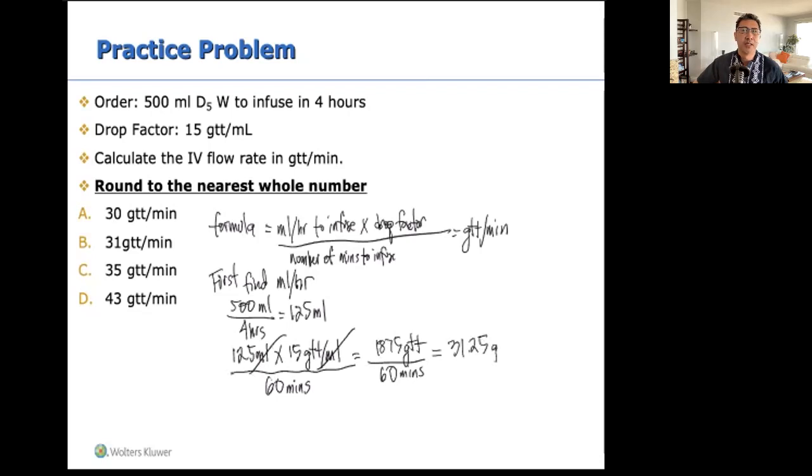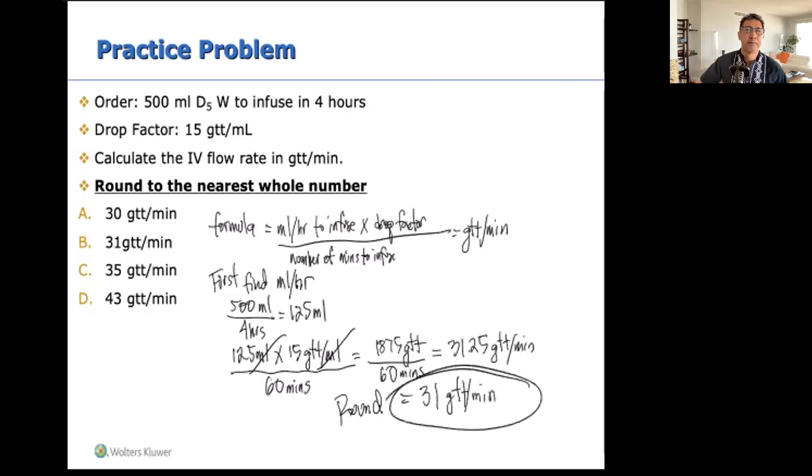I think I was also calculating at the same time. That's where there's a pause. 31.25. Remember, I have to round to the nearest whole number. So I have 31 drops per minute. All right, next one.